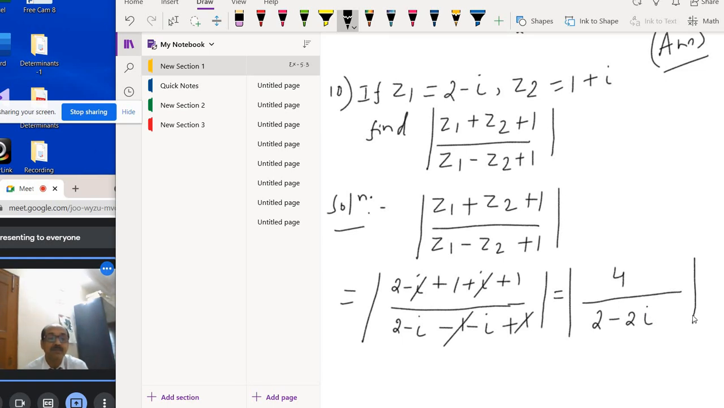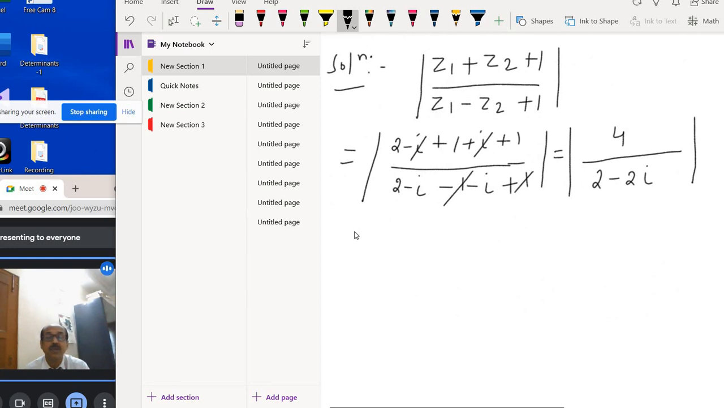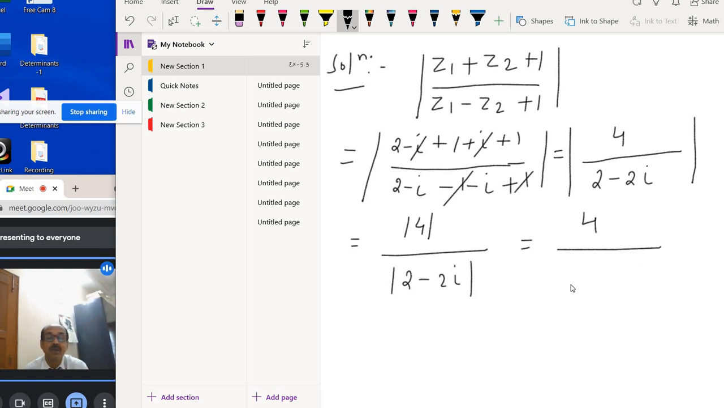Okay, so this equal to, you can write separate, take separate mod, that is mod 4 divided by mod of 2 minus 2i. And mod 4 is 4 only, positive, divided by, use modulus formula, under root 2 square plus minus 2 whole square, modulus formula, under root x square plus y square.